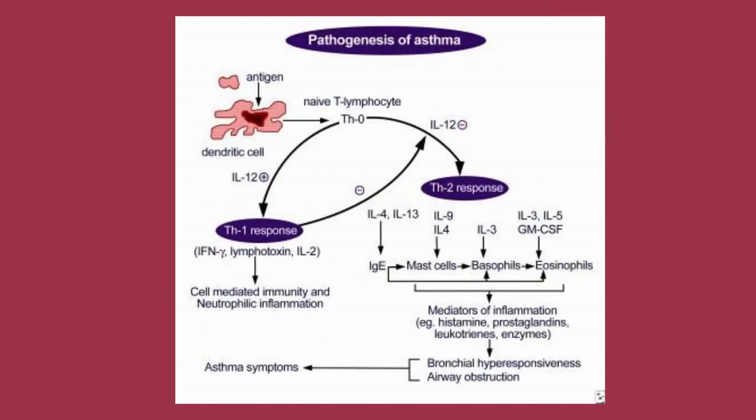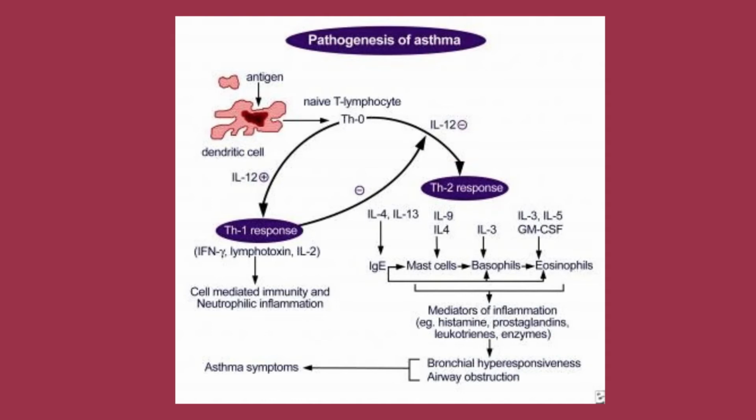So in this diagram that I'm showing here, this is the pathogenesis of asthma. You'll see that an antigen is being introduced, and it will come across a naive T lymphocyte, which will differentiate into either a T helper type 1 or T helper type 2, Th1 or Th2 for short. These T helpers will signal towards other immune cells to target that antigen to cause a response like inflammation.